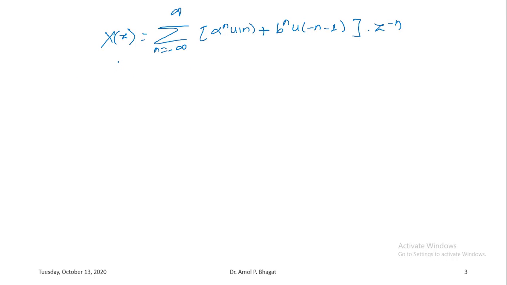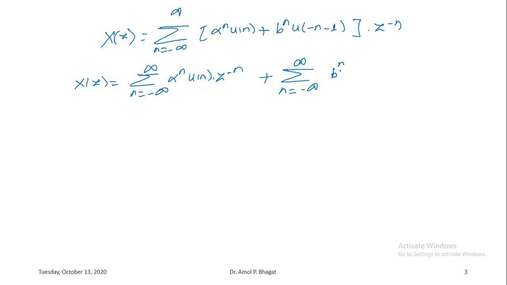Okay, so here you can separate these two terms, right? So you can write summation n equal to minus infinity to infinity alpha to the power n u of n into z to the power minus n, plus again summation n equal to minus infinity to infinity b to the power n u of minus n minus 1 into z to the power minus n.